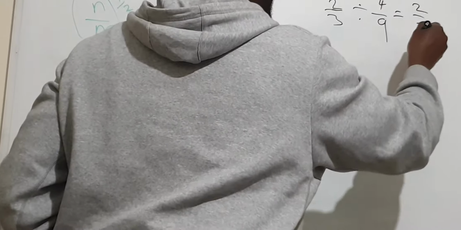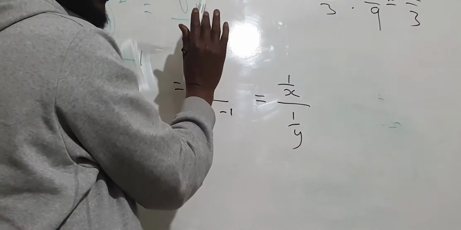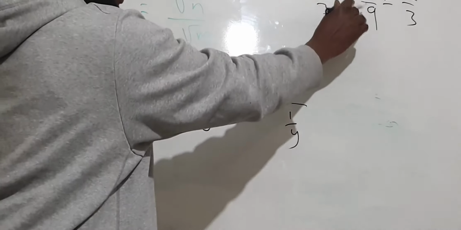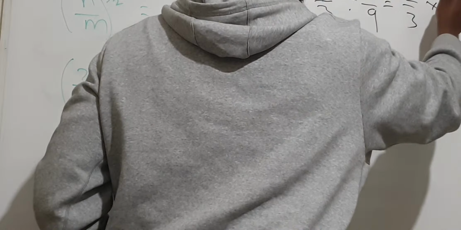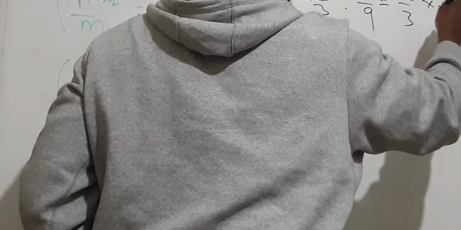Over 3, 2 over 3 has to stay itself because it's not dividing it. It is the 4 over 9 which is dividing this, isn't it? Yeah. So you have to find the reciprocal of that. 9 over 4.